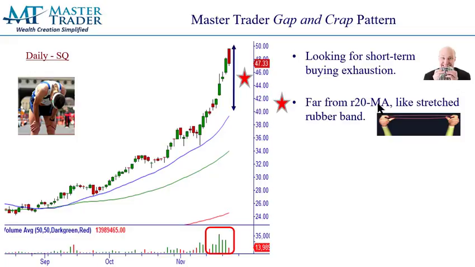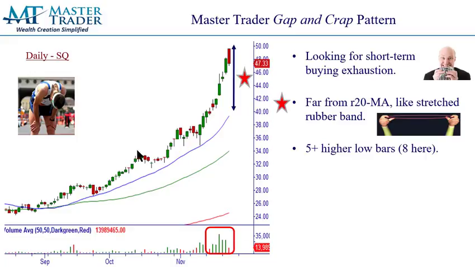This one is far from the rising 20 period moving average. We got our stretched rubber band again. Look how far it is. And here, the green is the 50 MA. We also like to see stock far from the 20 and the 20 far from the 50. This is even more ideal.